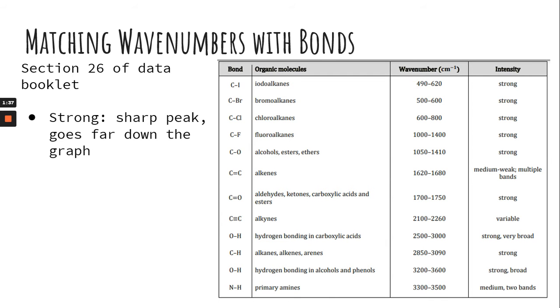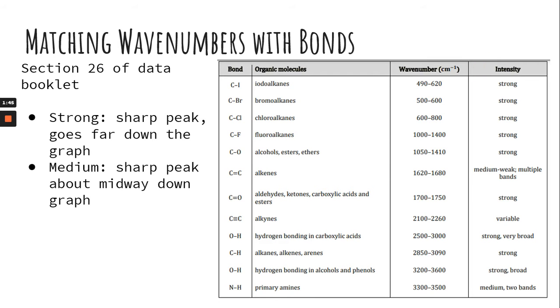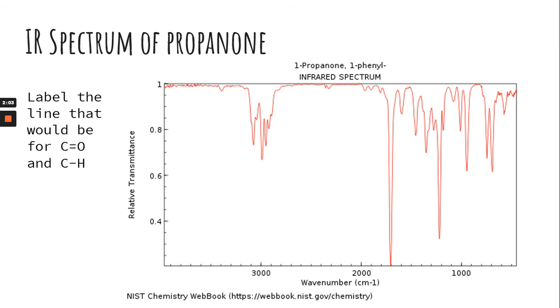When it says intensity, strong means that it should be a sharp peak that goes far down on the graph. Medium, like for the alkenes, means it's a sharp peak about midway down the graph. And then if it says broad, like with our alcohol or our hydrogen bonds and alcohols, that just means it's a wide peak, so it looks very fat on the graph.